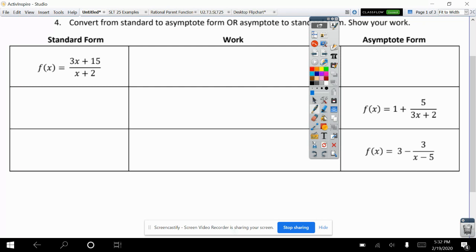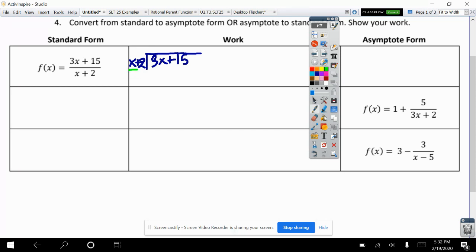So for number 4, we're converting either from standard to asymptote form or from asymptote form to standard form. So the first one gives us something in standard form, so that means we need to find the asymptote form. To do that, we have to use polynomial long division. So we start by putting the numerator, which is 3x plus 15, underneath the division sign. And then x plus 2 goes on the outside because that's what we're dividing by.